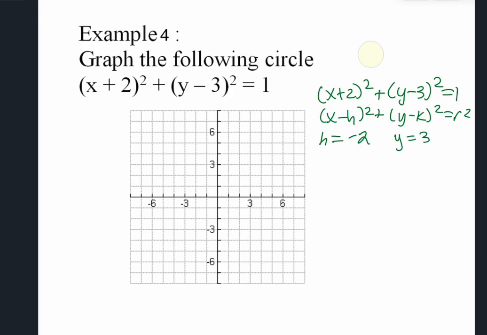Now remember, r squared is this number right here. So if r squared is 1, then r is going to be the square root of 1, which is also 1. So we have a center at -2, 3 with a radius of 1. Graphing is really nice. We're going to go over to the point -2, 3 and mark it with a C. Count up 1, down 1, left 1, right 1, and make a circle.